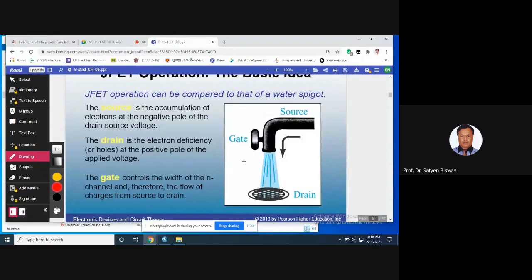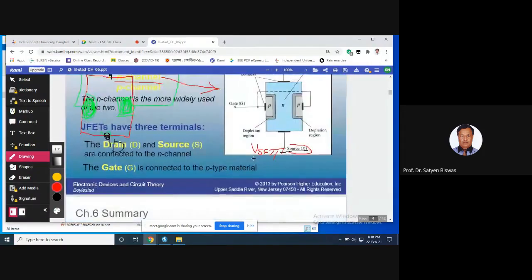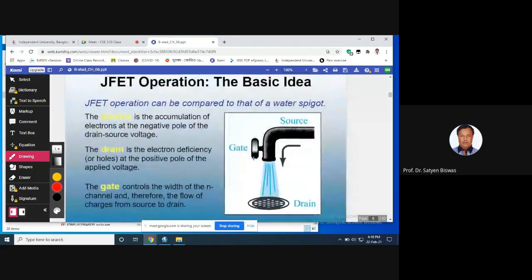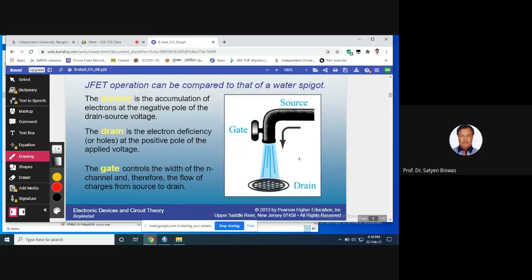Now, how does it work? There's a very nice illustration here. You see that they explained it with a real-world example. Let's say this is the source. Water is coming from the source, and this is a gate, the water tap, and the drain goes to the right, to your home. The water goes to the drain. And the water coming from the source, you can control by using the gate, right? You can close it or open it. This is a physical example of the FET operation, right?